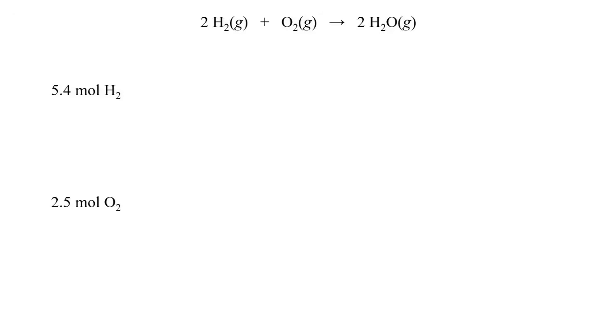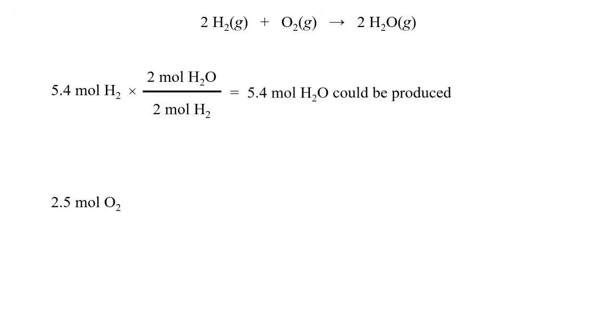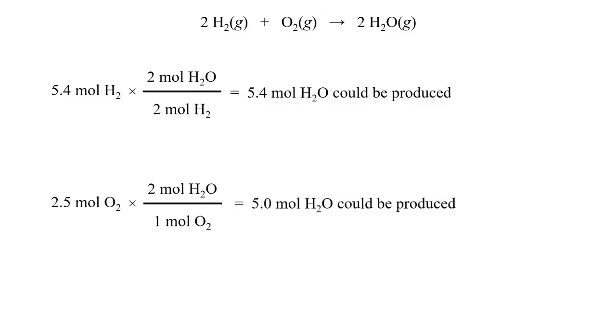I'm going to convert each of them into water to determine both the theoretical yield of water and the identity of the limiting reactant. So to go from hydrogen to water, that would be a ratio of 2 over 2. 2 moles of H2O produced for every 2 moles of H2 consumed. So 5.4 times 2 over 2 is 5.4. And then for the oxygen, that would be a ratio of 2 over 1. 2 moles of water produced for every 1 mole of O2 consumed. So 2.5 times 2 is 5.0.